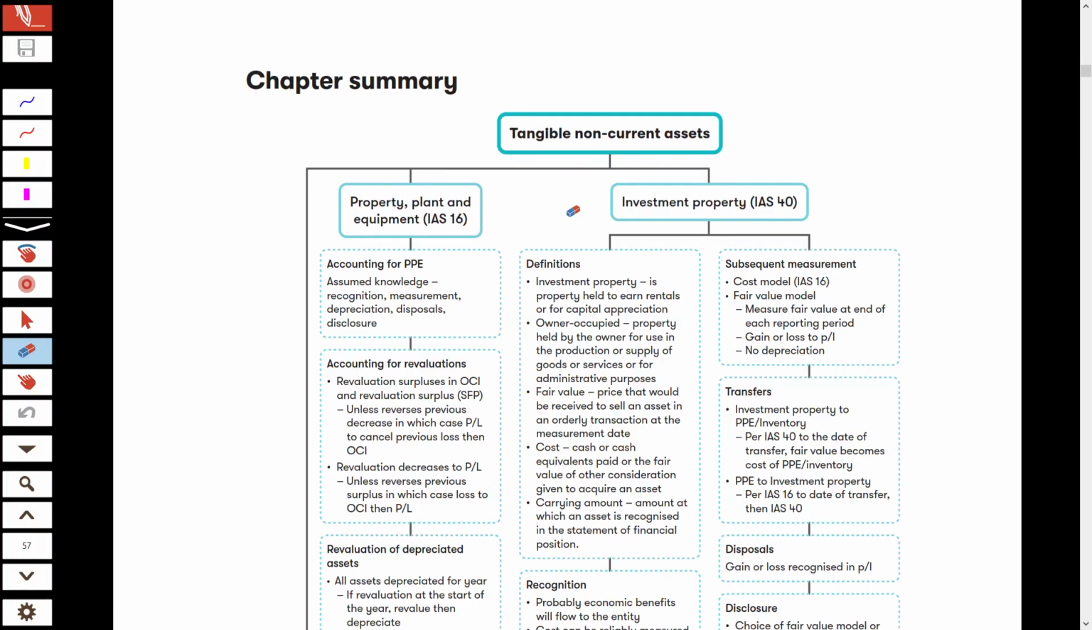Chapter summary for tangible non-current assets. So quite a big chapter in this syllabus. Lots of lovely stuff to learn about tangible non-current assets. Let's go through each of the elements in turn.